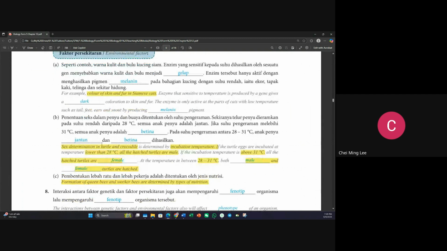So the sex determination in turtles and crocodiles is determined by incubation temperature. So if the turtle eggs are incubated at a temperature lower than 28, all the hatched turtles are male. Above 31, all hatched turtles are female. In between 28 to 31, male or female can both be hatched. So the formation of queen bee and worker bees is also determined by the types of nutrition.